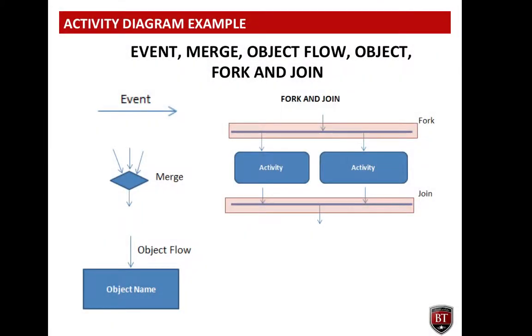Now let's see those most common elements of an activity diagram that were not present in our example. First is event. An event is indicated as a label without brackets on a control flow. When an event happens, it interrupts a previous activity.